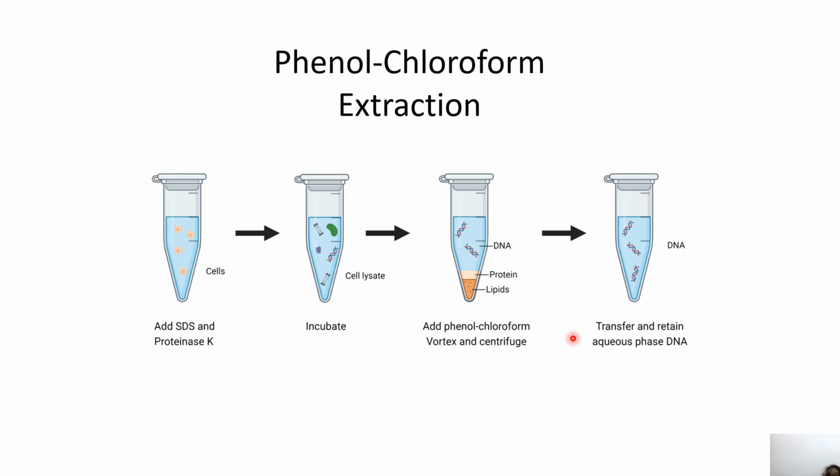This is how phenol extraction occurs. So you add DNA and proteinase K in cells, incubate, the cell lysis will be there, and then you can add phenol chloroform, then vortex and centrifuge, and then you can transfer and retain the aqueous phase DNA.